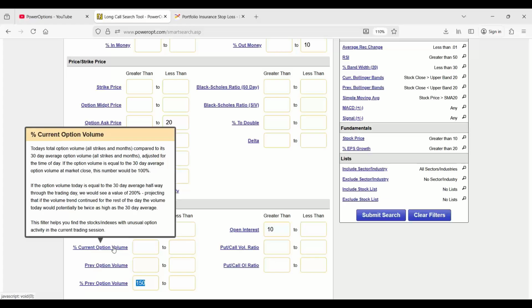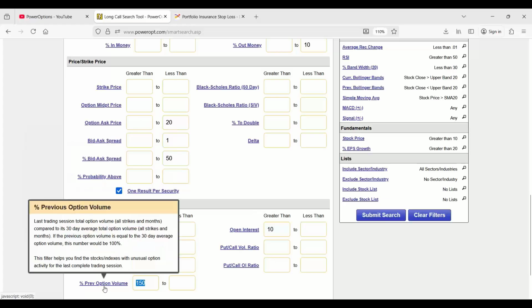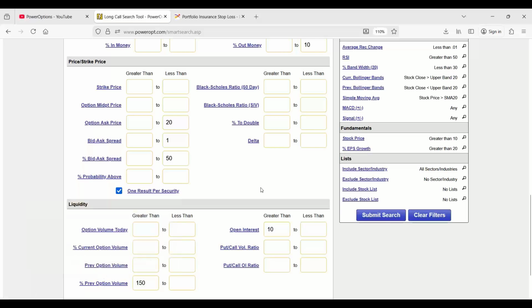You hear about the heat map on some other services. What are the options that are showing the highest percentage change in option volume? Hey, you've got that right here in PowerOptions. The percent current option volume is today's total option volume compared to its 30-day average across all strikes in the month for that time of day, and then the previous option volume is anything that's shown a high percentage compared to its 30-day average at the close of the day before.